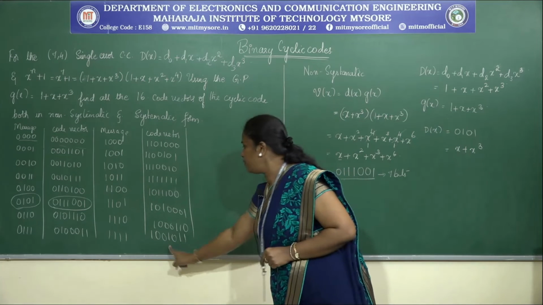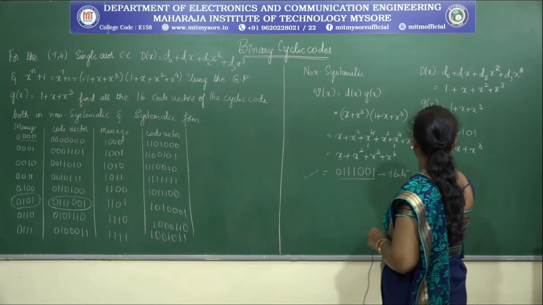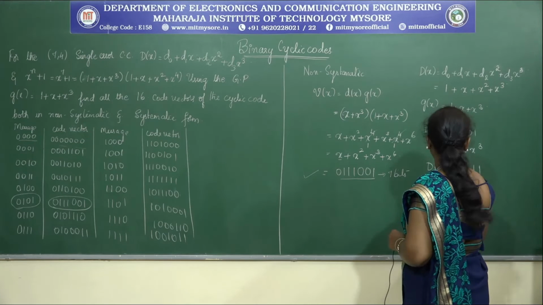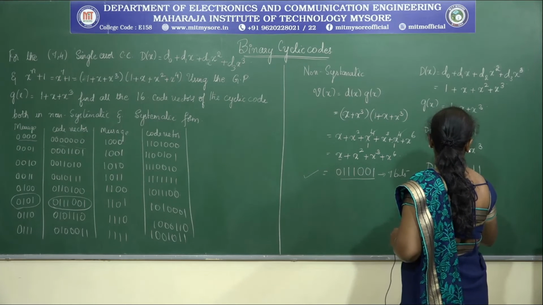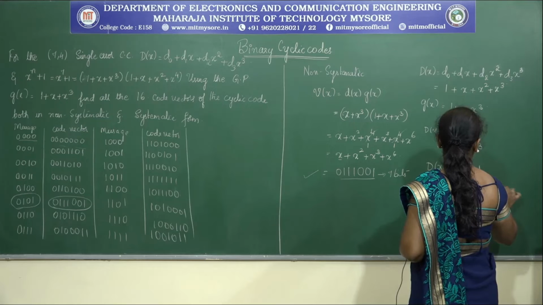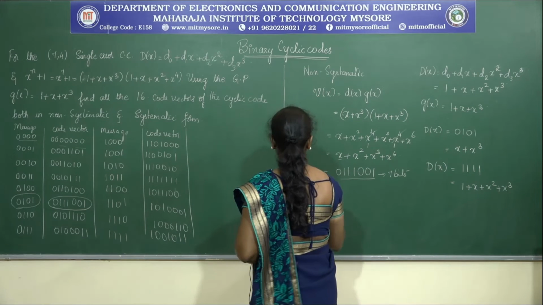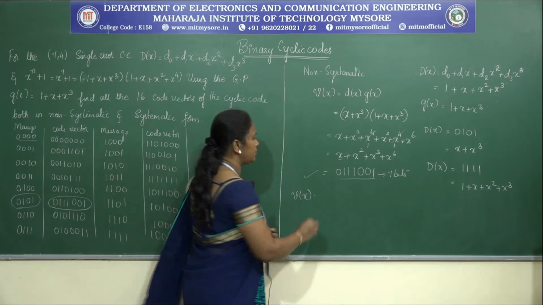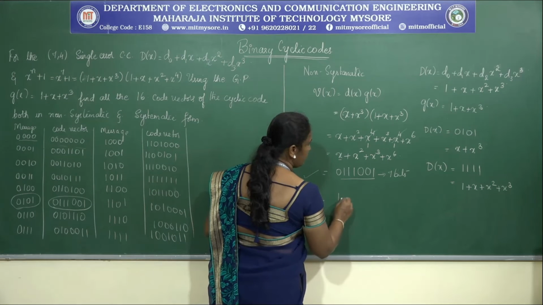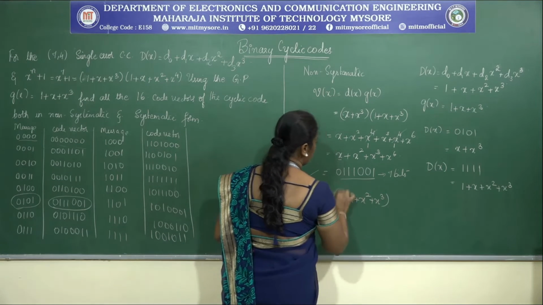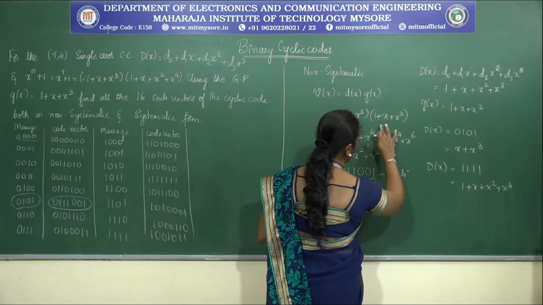Now let us find for one more message vector, that is 1, 1, 1, 1. So d of x is 4 ones, so it is 1 plus x square plus x to the power of 3. So v of x is equal to 1 plus x square plus x to the power of 3 multiplied by g of x. What is it?